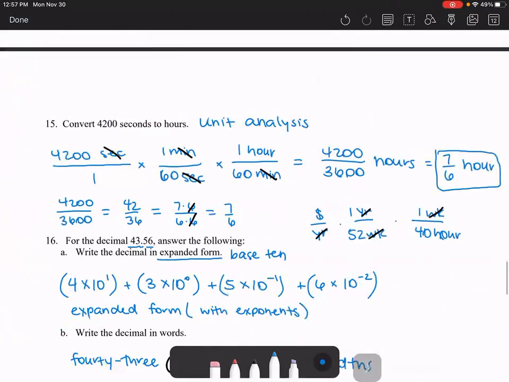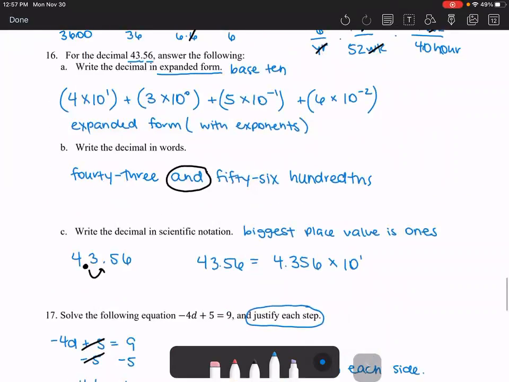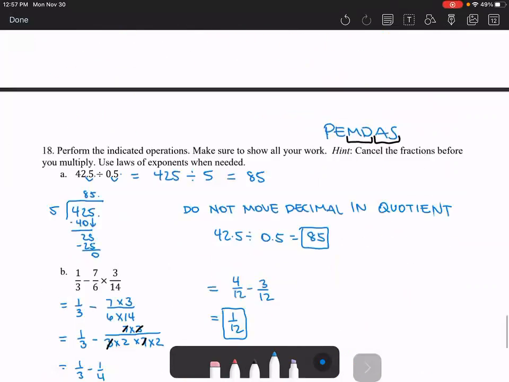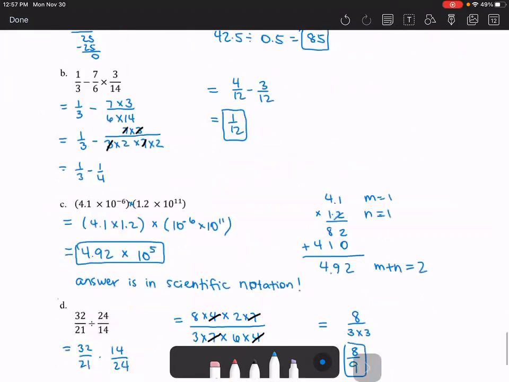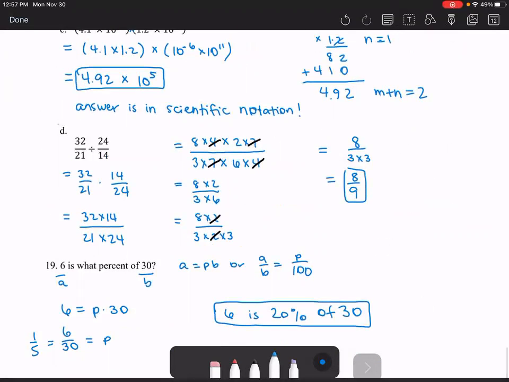So that's all the review. Are there any questions on the percent equation for this last one or any of the other questions that we've done? Okay, are there any questions overall?